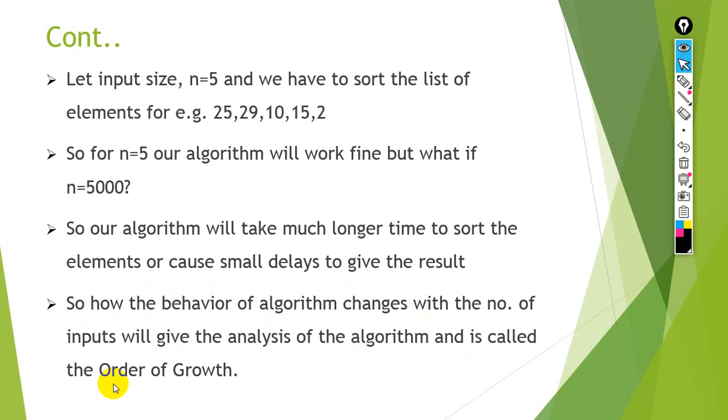In the previous slide I gave you an example that if n is equal to 10 and n is equal to 5000, and we want to do some operation on the array with n equal to 10, it will take less time as compared to the array with n equal to 5000. In this slide I have also given you an example. If we have an array of size 5 and we want to sort this array, it will take less time as compared to the array which has 5000 elements.